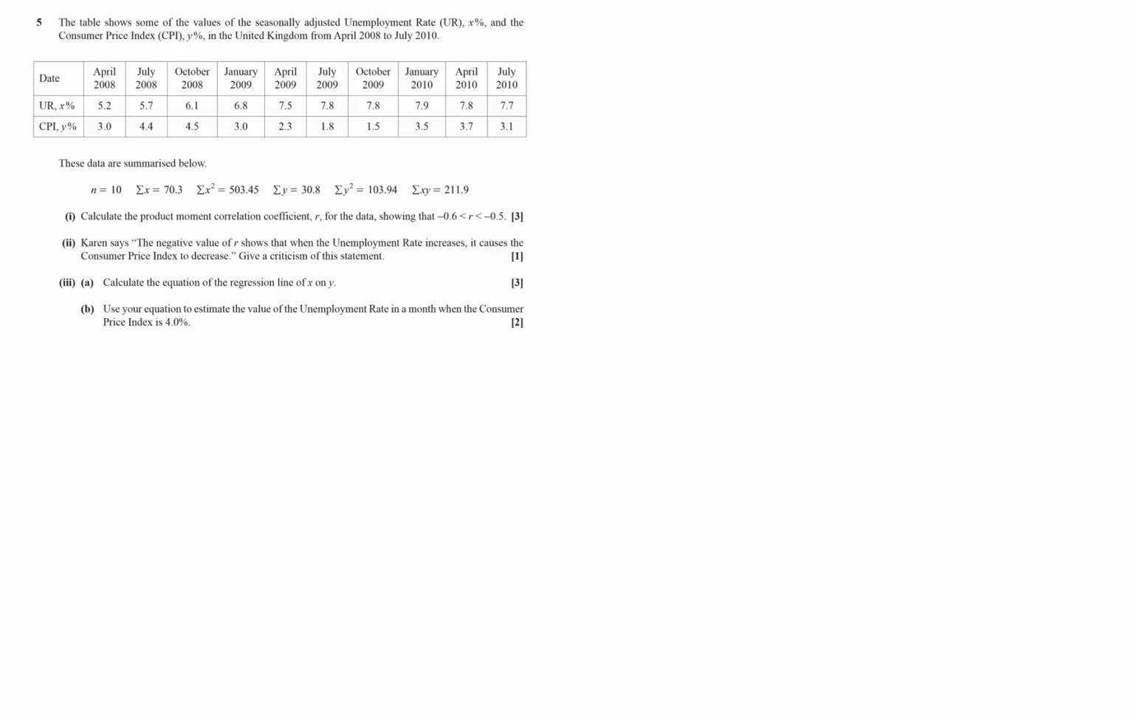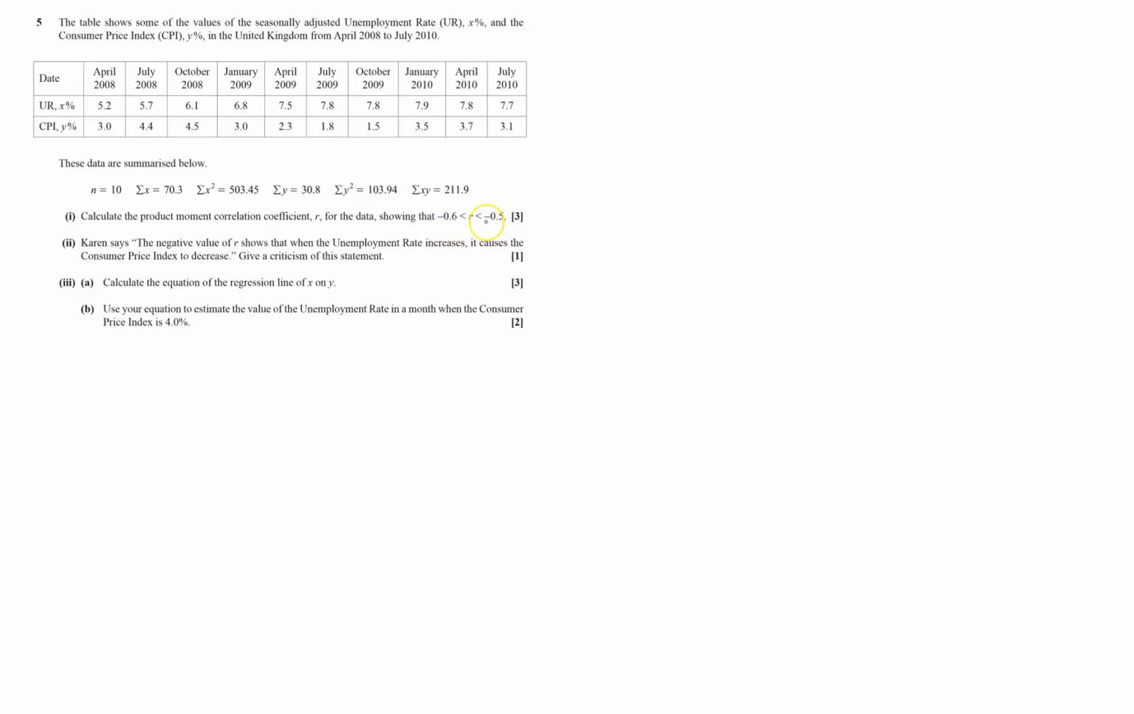Okay, I've got a table here. Unemployment rate is X and the consumer price index is Y. It summarizes quite nicely. Calculate the product moment correlation coefficient R for the data, and it says it's going to be between minus 0.6 and minus 0.5.